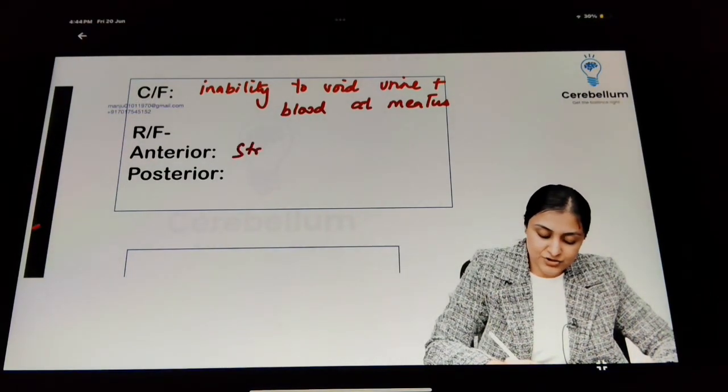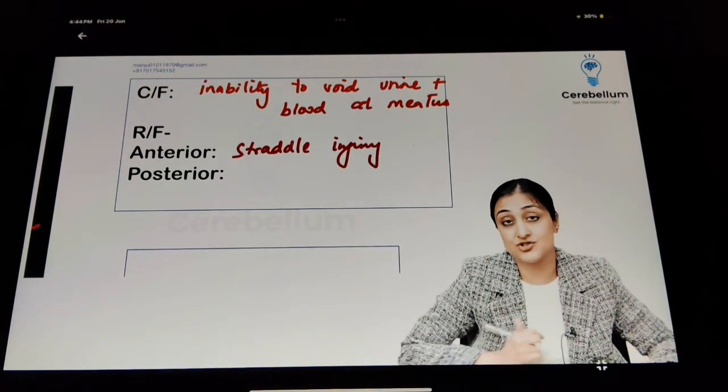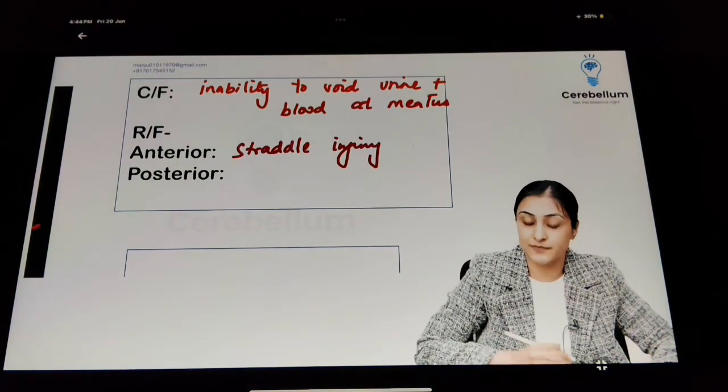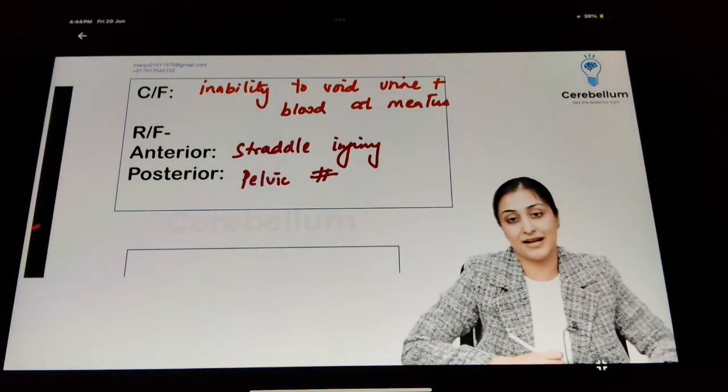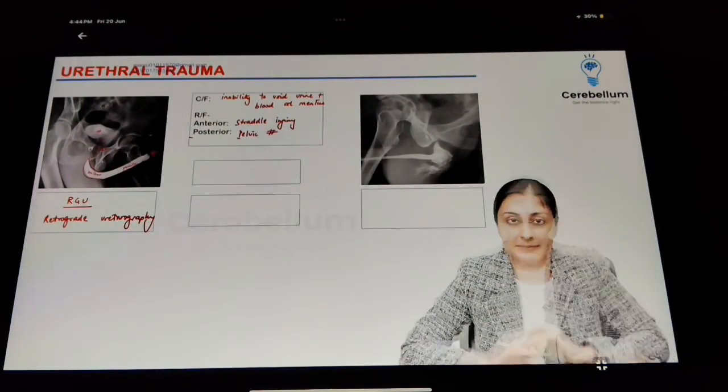For anterior urethral trauma, you may have straddle injury. Straddle injury means the patient is walking, has a fall perineum first, so that's straddling of the perineum leading to anterior urethral rupture, whereas pelvic fracture is a risk factor for posterior. So you can remember P for P. So this is the clinical background of a patient with urethral trauma. So now what will be the next step?